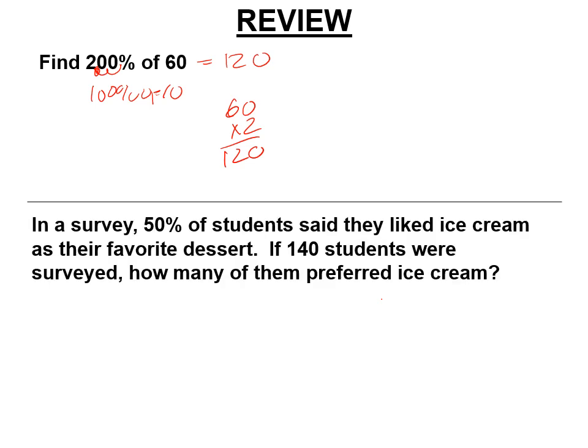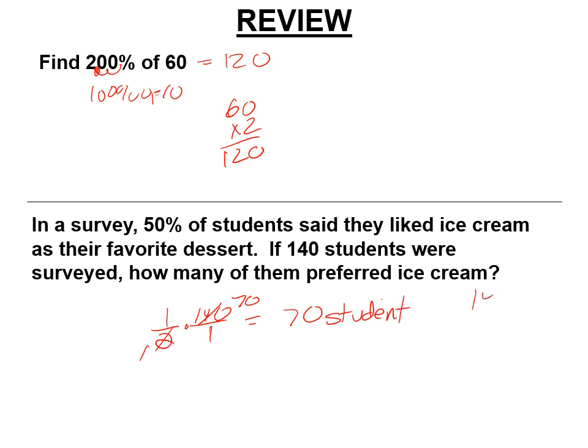In a survey, 50% of students said they liked ice cream as their favorite dessert. If 140 students were surveyed, how many of them preferred ice cream? 50% is 1/2. So if you can do 1/2 of 140 in your head, you can do this problem in your head. It's 70 students.